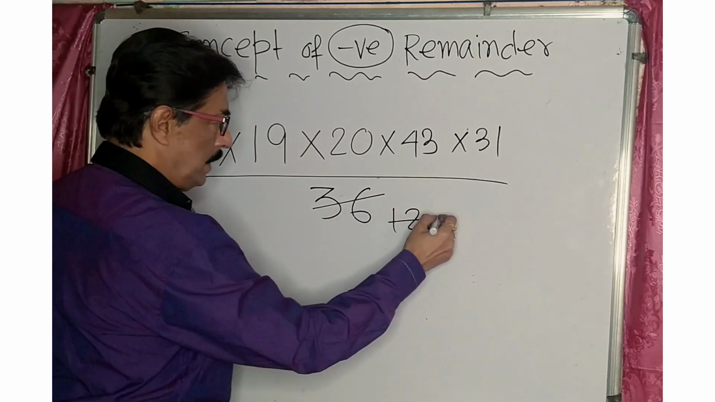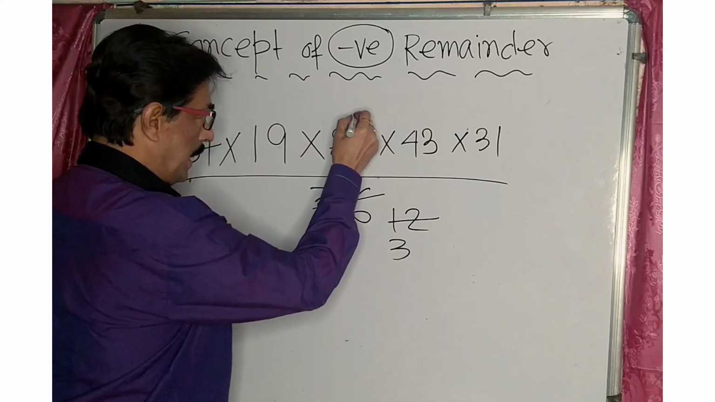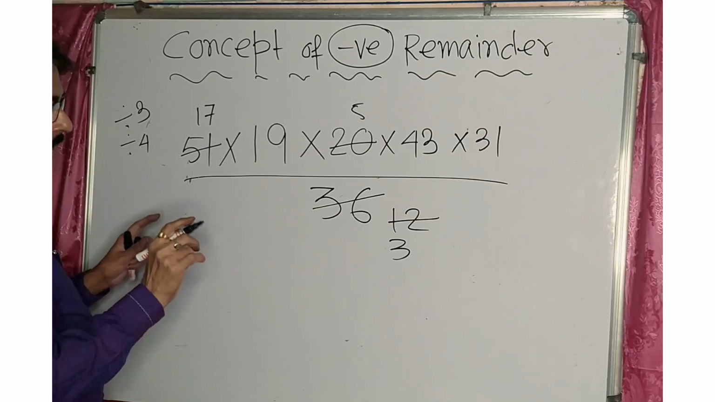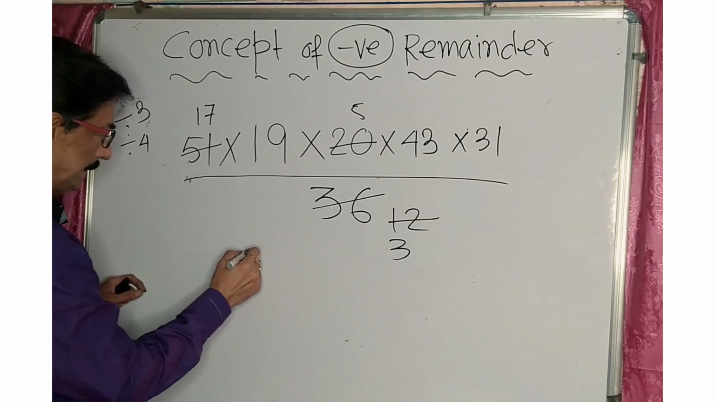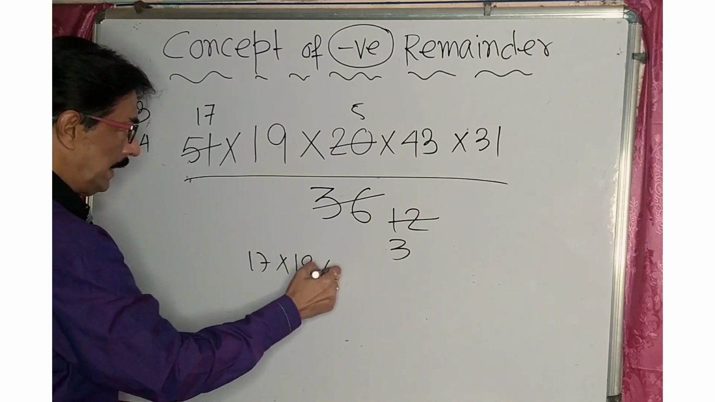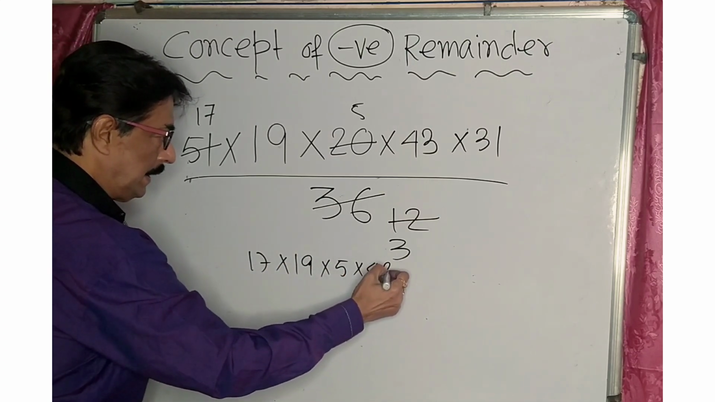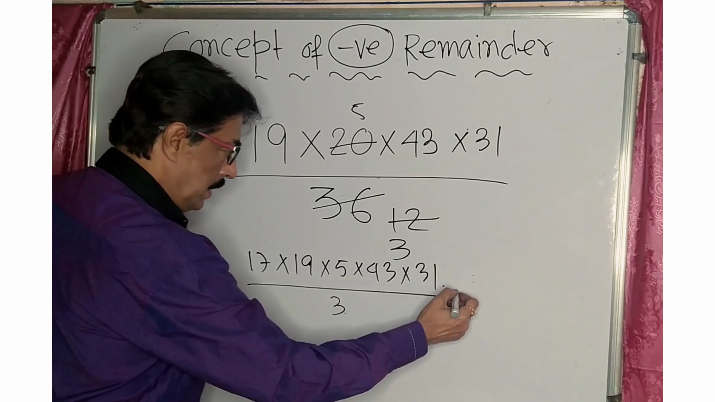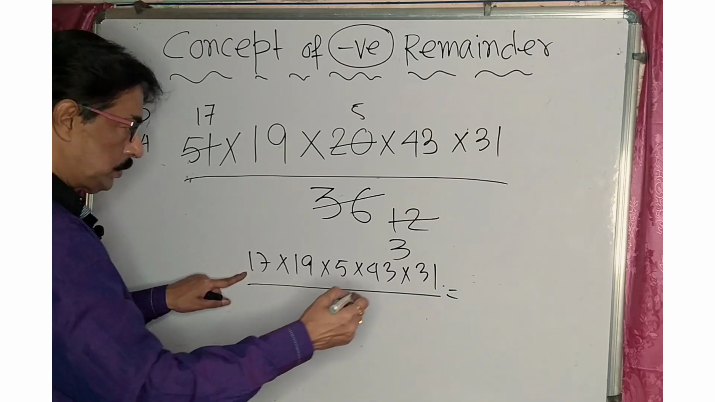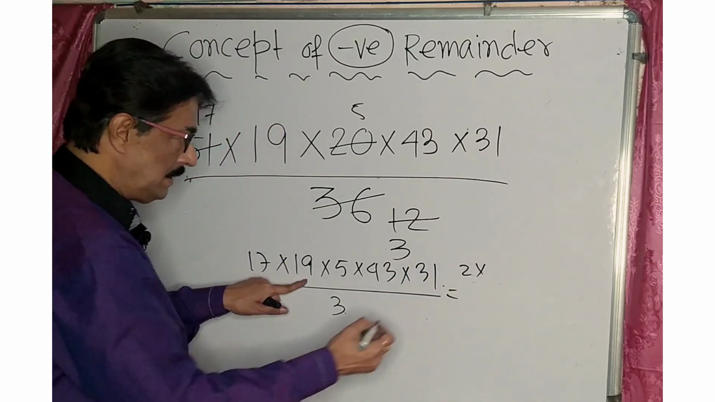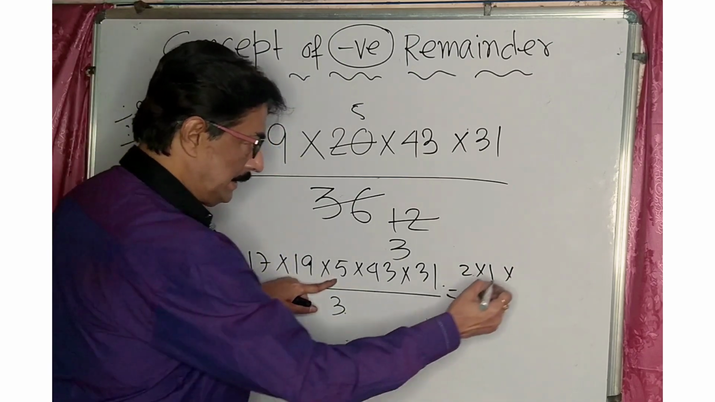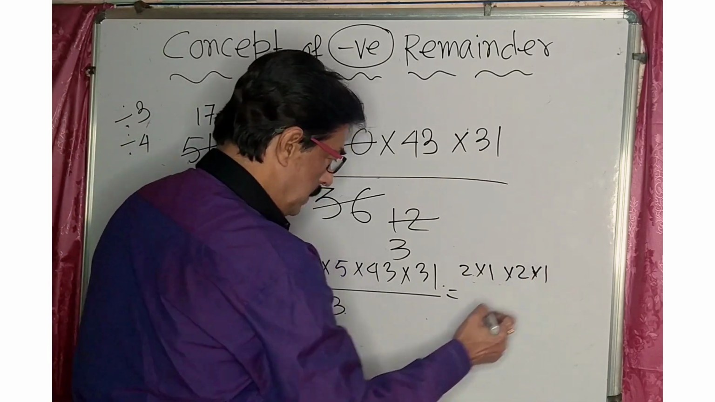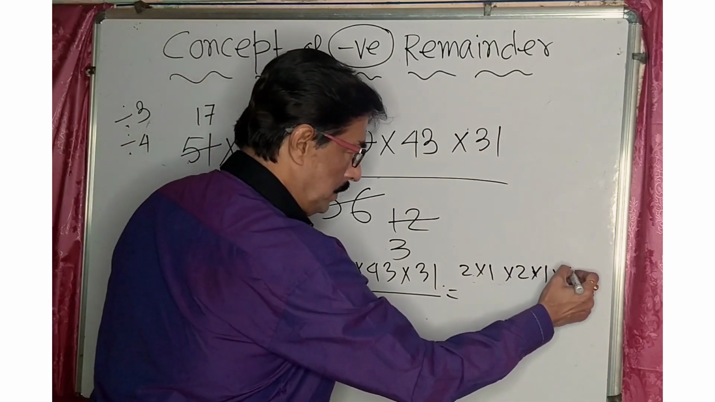Again by 4. I can write 3, by 4, I can write 5. So again divide by 4. Now you can find the remainder with the help of the previous process. 17 into 19 into 5 into 43 into 31 when divided by 3. Positive remainder 15, so 217. 18, then 119. 3, then 2, 5. 43, 42, say 1. 31, 30, there is 1.